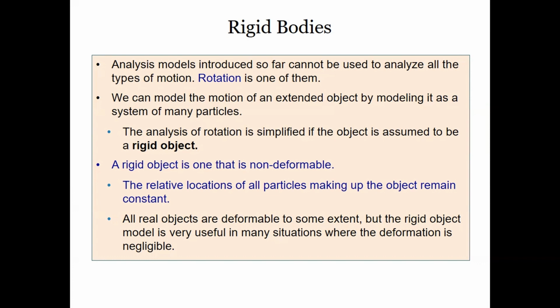All the real objects are not rigid bodies. They are deformable to some extent, but the rigid object model makes the mechanics very simple and very useful in many situations where the deformation is negligible or relatively small.